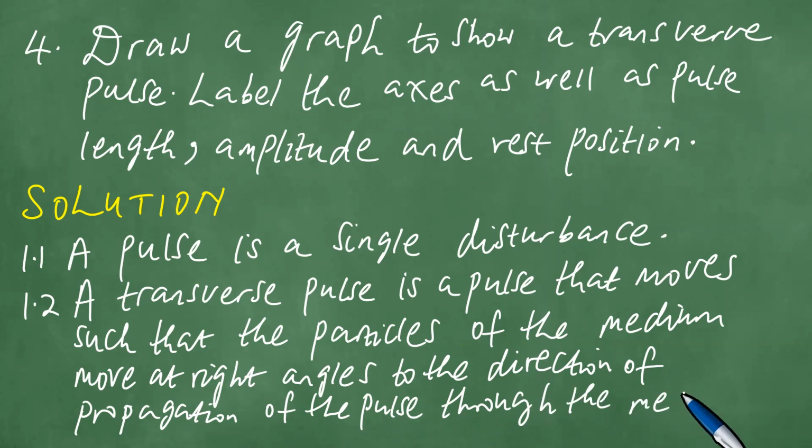Right, let's just analyze this carefully. So we have defined a pulse and also a transverse pulse. So a transverse pulse is a pulse that moves such that the particles of the medium move at right angles to the direction of propagation of the pulse through the medium. Now, this is brilliant stuff. Next, we define an amplitude.